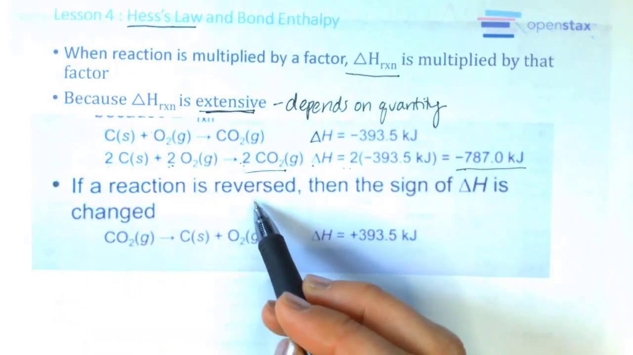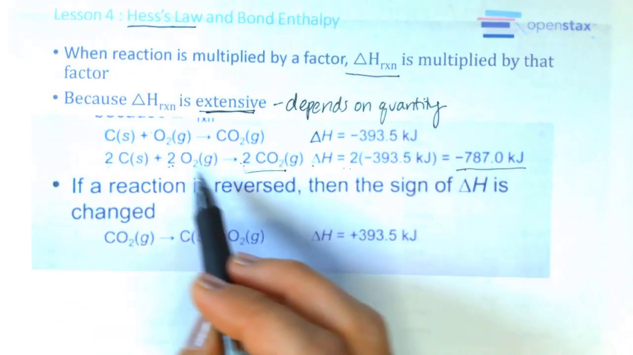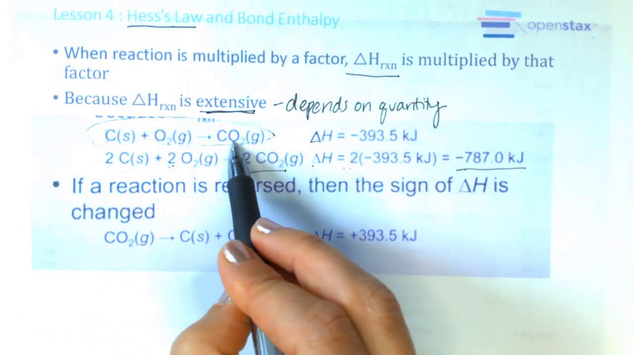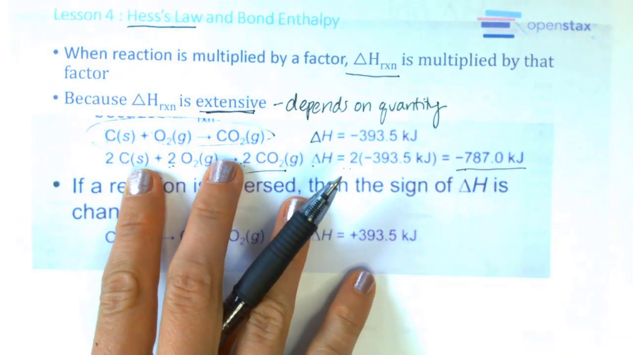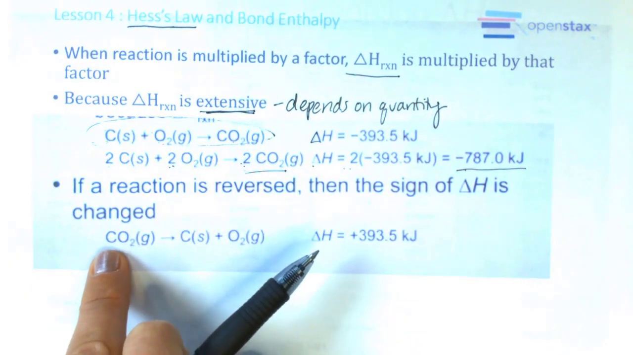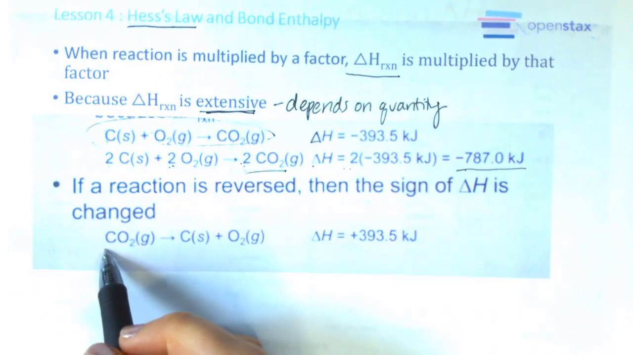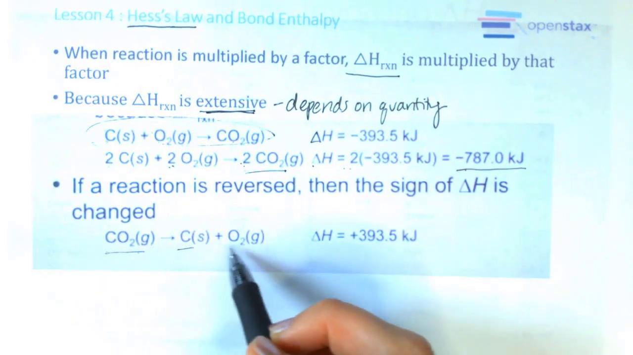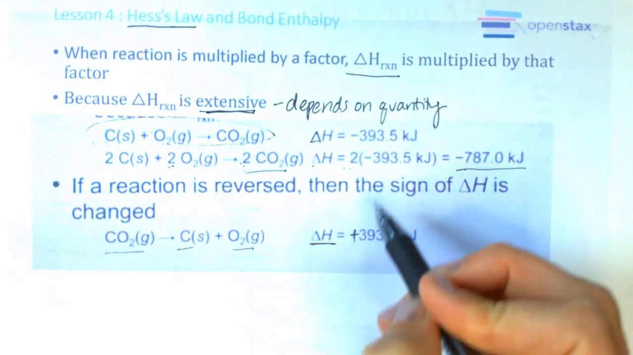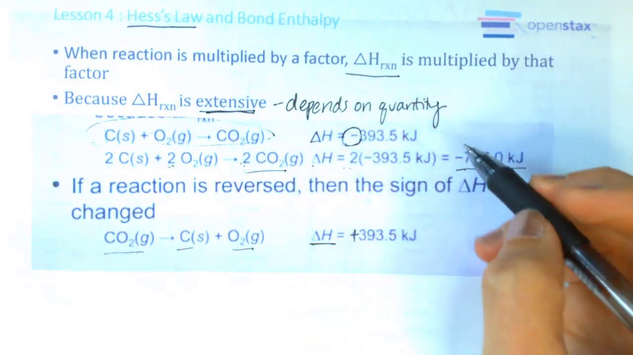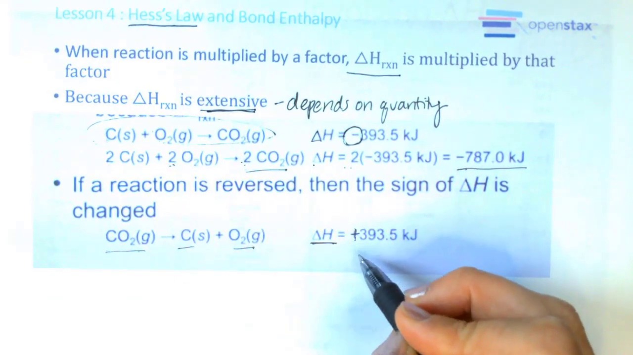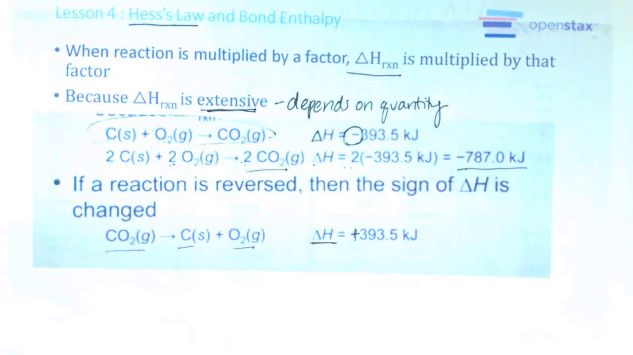Similarly, if the reaction is reversed, then the sign of the delta H is changed. So let's say I took this, notice that with my carbon plus oxygen to get CO2, what if I flipped this around and I made it a decomposition reaction instead of a synthesis? I'm decomposing and breaking that bond. So I have CO2 as a reactant and my carbon and oxygen are products. All we do is we flip the sign to my delta H. It was an exothermic reaction, but when you flip it around, it becomes an endothermic reaction. All we did was change the sign.